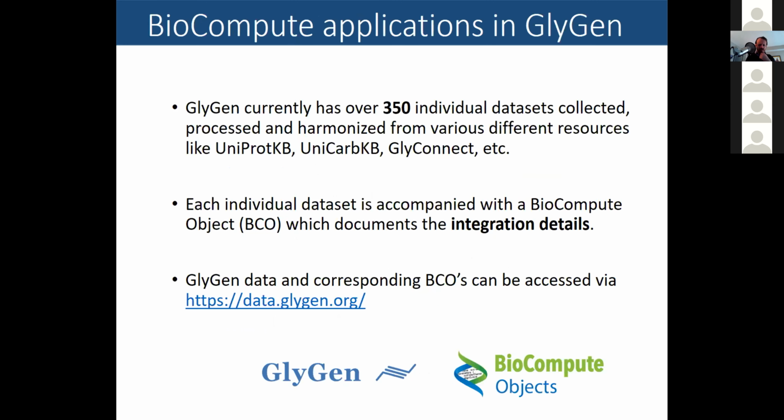So how has GlyGen been using the Biocompute objects? As I mentioned earlier, GlyGen has a large amount of diverse data. Currently we have over 350 individual data sets that we have collected from major resources, let's say from UniProtKB, UniCarb, and GlyConnect. What GlyGen has done is assign each of these individual data sets a Biocompute object, which documents its integration details. You can access, again, the entire GlyGen data collection and its corresponding BCOs through the link.